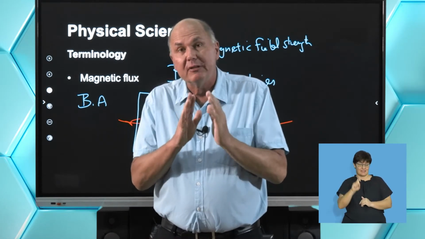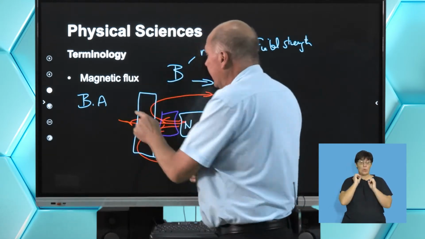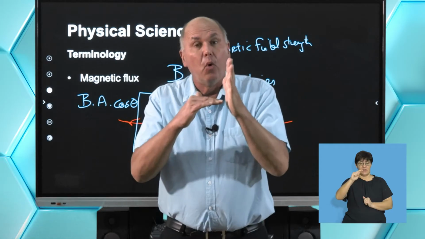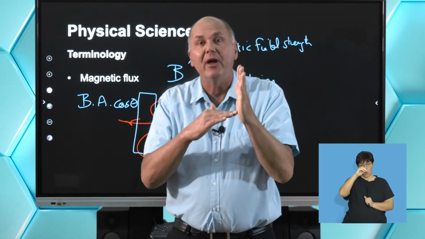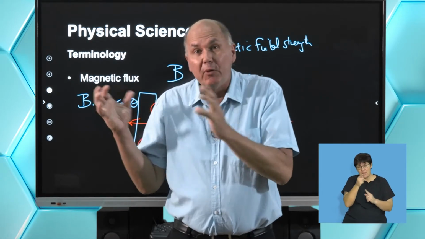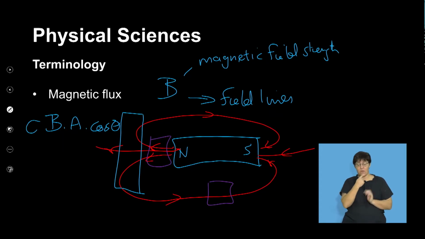If that field line is not at 90 degrees, then we introduce a mathematical term which we say is cos theta, which will help us work out what is the component of the area as if it was at 90 degrees. And so when we're working out magnetic flux, remember the symbol for magnetic flux is phi, and we're going to say phi is equal to B times A times cos theta.